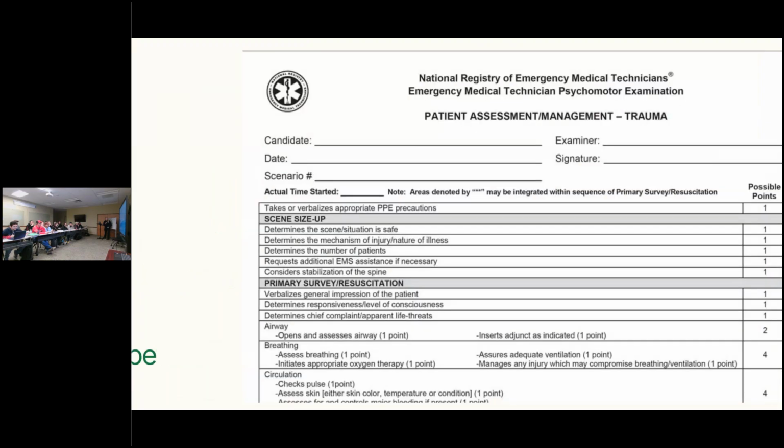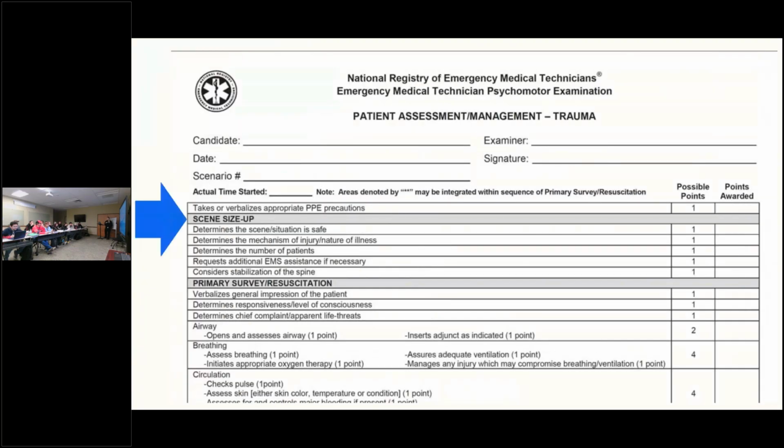So I don't know if you guys have the skill sheets or not, but if you look at the skill sheets, it's the top section up there. And I actually include that first line, the PPE precautions, in my scene size up as well. So all of that top first section is what we're going to cover.